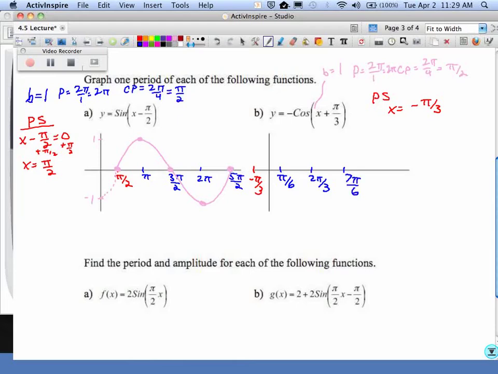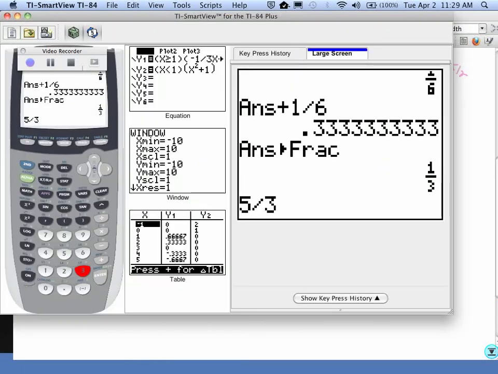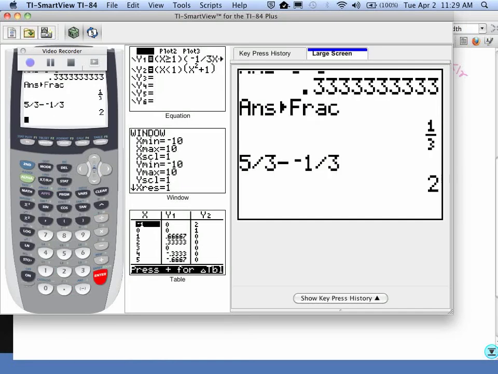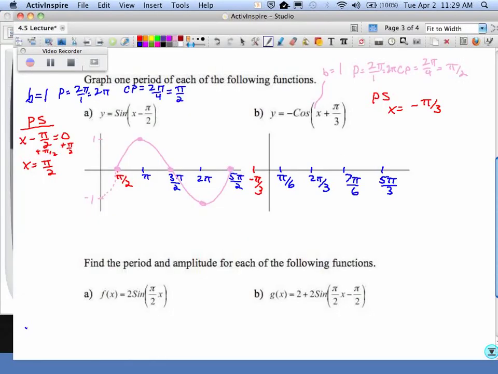7 pi over 6 plus 3 pi over 6, or pi over 2 it is, gives me 10 pi over 6, which is 5 pi over 3. So let's take a number that was 5 divided by 3 minus negative 1 divided by 3. And what did I get? Period of the function, 2 pi. So I did the last critical point minus the first one to make sure it matched the period of the function.